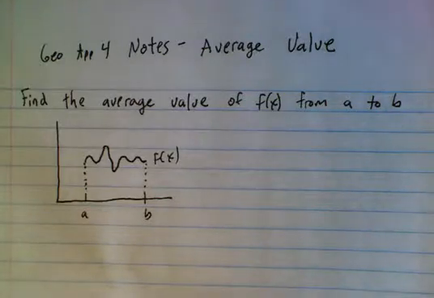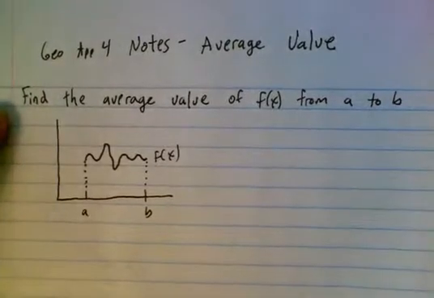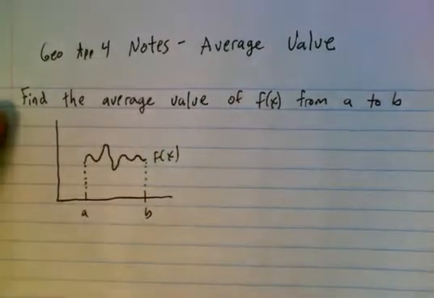By the end of this lesson, you should be able to find the average value of a function. So let's go ahead and write this down. We're going to find the average value of f of x from a to b. We're starting at a and we're ending at b.